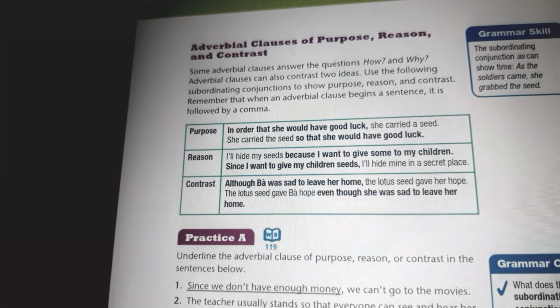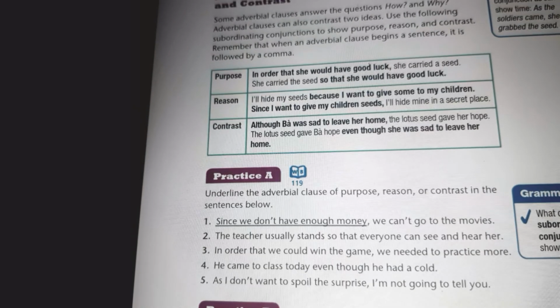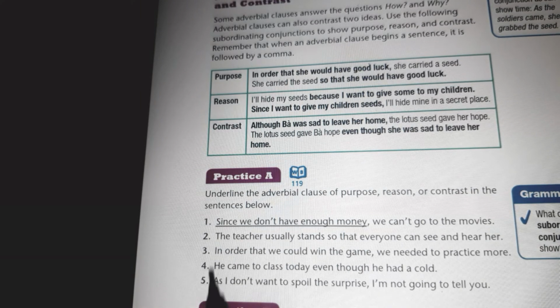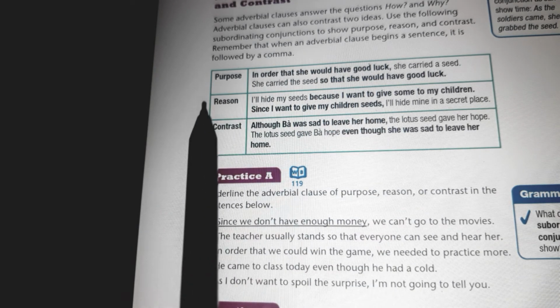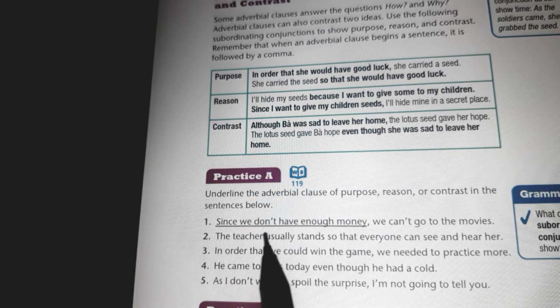Okay, now let's move into practice number A. All you have to do here is to underline the adverbial clause of purpose, reason, and contrast in the sentences below. Since we don't have enough money, since we know the word since, we have taken it right here, and it talks about reason, or it shows reason. Again, since we don't have enough money, because we don't have enough money, we can't go to the movies. So this part right here is called a clause of reason.